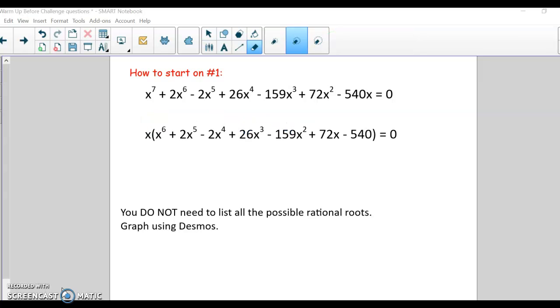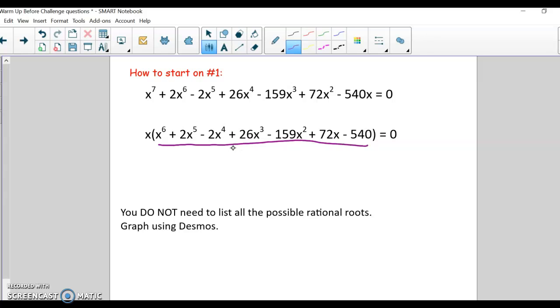Once you get the one answer by pulling out x, then you can just solve the rest of it. You don't have to graph the whole thing anymore. You can just graph this part and then get 6 more answers from that part, once you get one answer from this part. So that's just a tip.